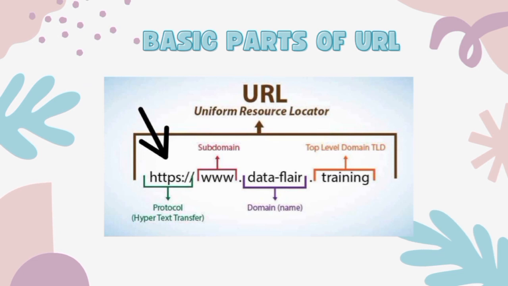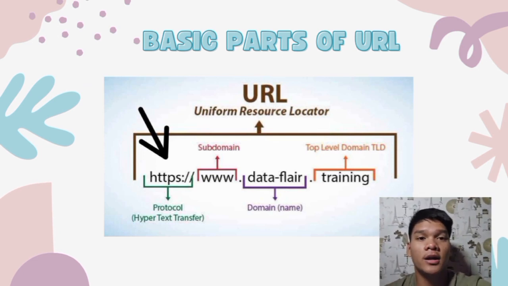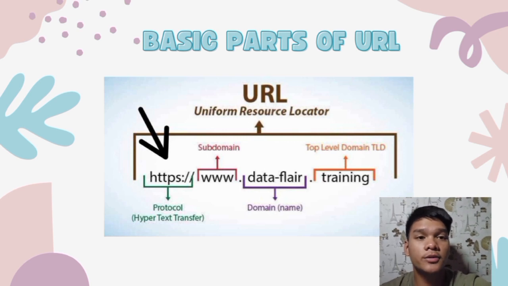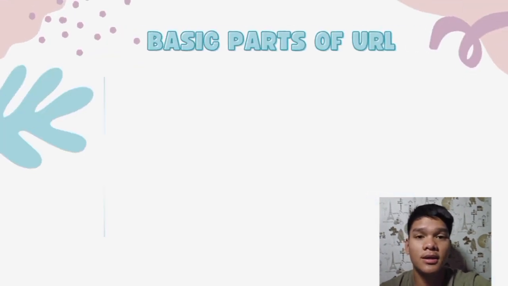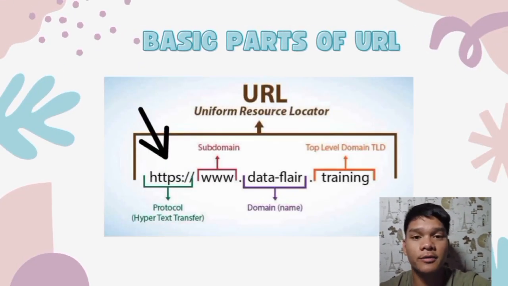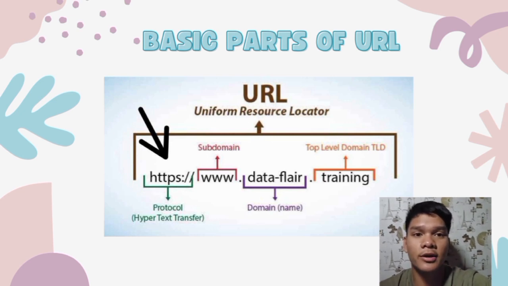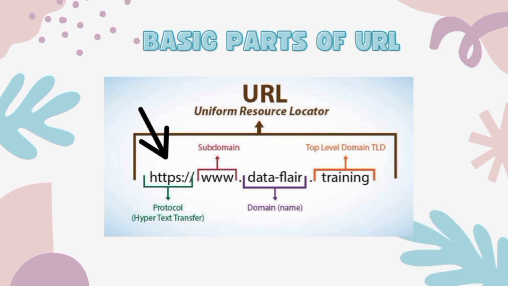So right now, we're going to talk about the basic parts of a URL, web utilities, and plugins. So, basic parts of a URL. The first part presents the protocols. Protocols are rules for exchanging data between computers. The protocol HTTP, or Hypertext Transfer Protocol, is for web traffic and is the most widely used internet protocol.